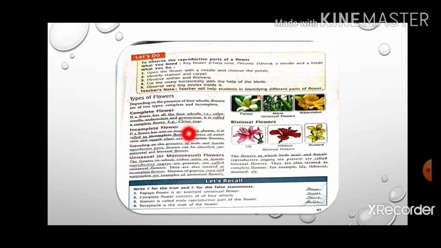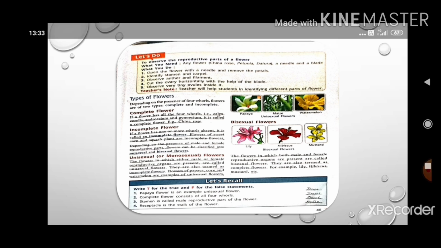Now next, incomplete flowers. If a flower has one or more whorls absent, it is called an incomplete flower. For example, sweet corn and squash plant are examples of incomplete flowers. Based on the presence or absence of some of the reproductive parts in them, flowers can be classified as monosexual or unisexual and bisexual flowers. Monosexual is also called unisexual.